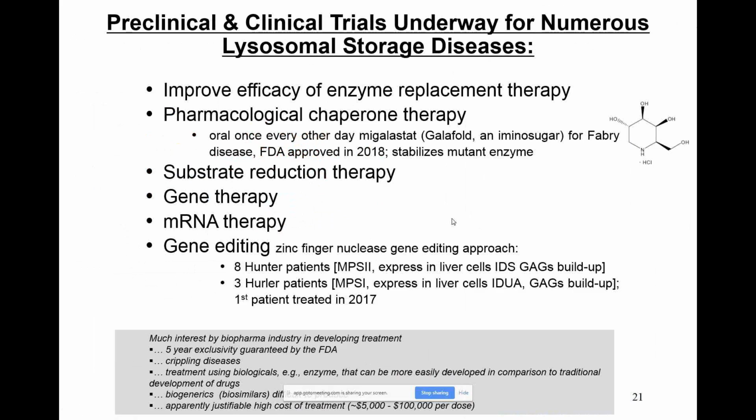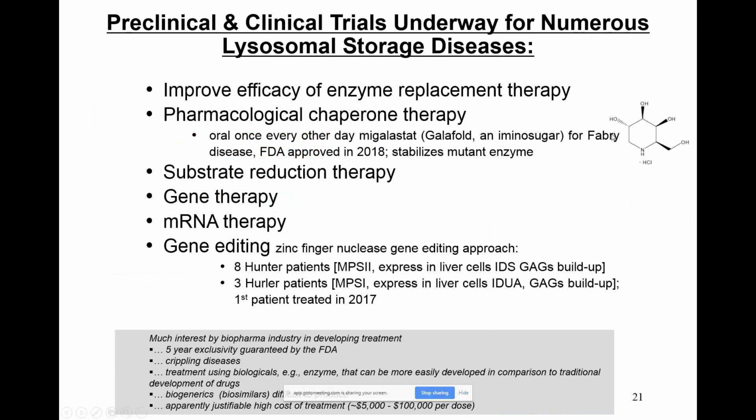Now, as you can envision, as I mentioned, there are so many lysosomal storage diseases that don't have any FDA-approved treatments, and there are a number of preclinical and clinical trials that are underway for a number of these lysosomal storage diseases. I've given you examples here that are currently ongoing. So we have ways to try to improve the efficacy of enzyme replacement therapy. So how do we make it better? Do we put more mannose phosphate on it? Do we do something different to make it better? Do we get it to go across the blood-brain barrier?